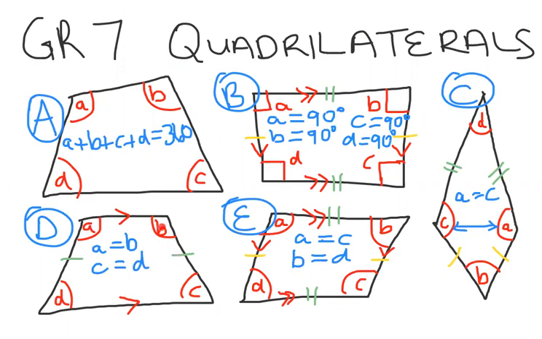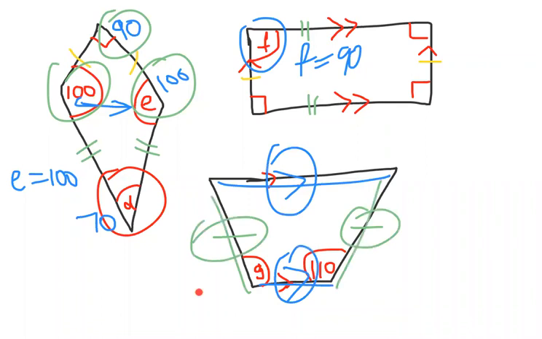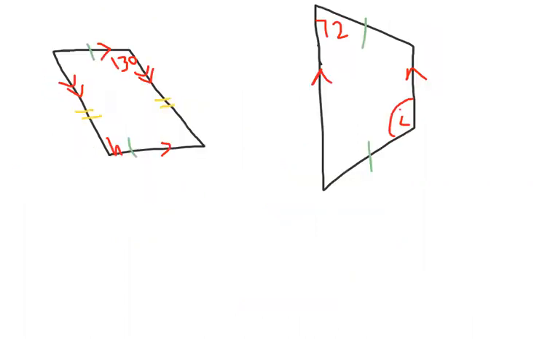So A equals B and D equals C. So let's see in the diagram. Okay, so that means these two are equal. So G equals 110. That's how we do that one. All right, let's go to the last page with questions.